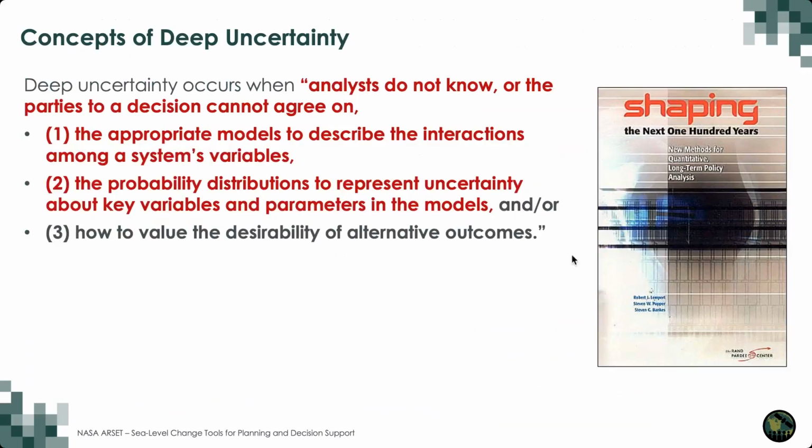Related to this is also the concept of deep uncertainty. It's another concept used by the IPCC and is closely related to low confidence. Deep uncertainty occurs when analysts do not know, or the parties to a decision cannot agree upon, the appropriate models to describe the interactions among a system's variables, or the probability distributions to represent uncertainty about key variables and parameters in the model. And this arises at several places in sea level projections, most notably in describing future emissions and in describing some of these potential ice sheet instability processes.